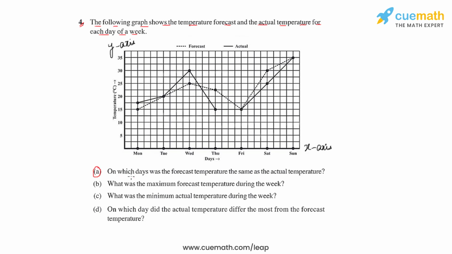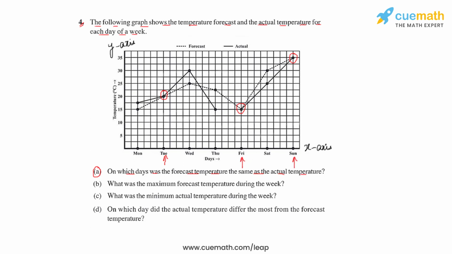Now question A asks us to find the days when the forecast temperature and the actual temperature are both the same. Now if we observe the line graph, we'll have to find out the points where the two graphs meet. So if we see the graph, this is the first instance when the two graphs meet, this is the second, and this is the third. So these are the 3 points when we can say that the temperature forecast and the actual temperature are both the same. And if we observe the x-axis, these are the days when it's happening.